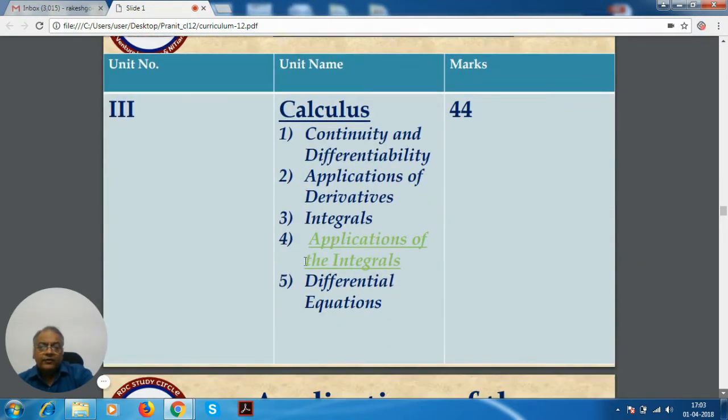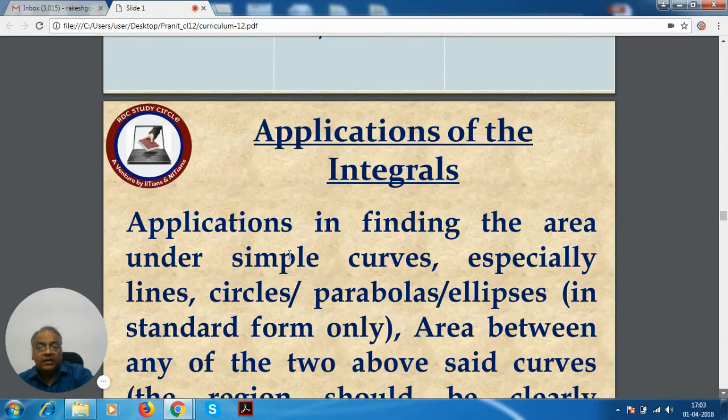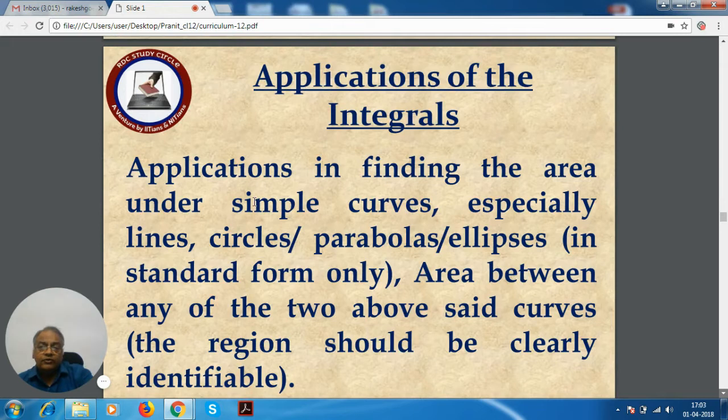Then next chapter of this unit is applications of the integrals. In the applications of the integrals, the first topic is finding the area under certain curves like lines, circles, parabolas, and ellipse. Then area between two curves, like the ones I mentioned.